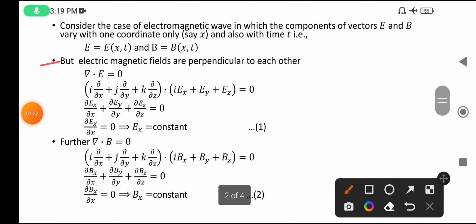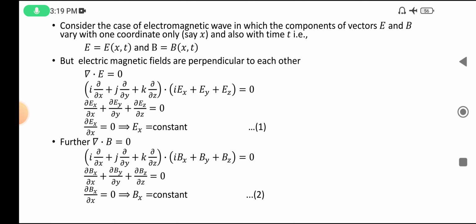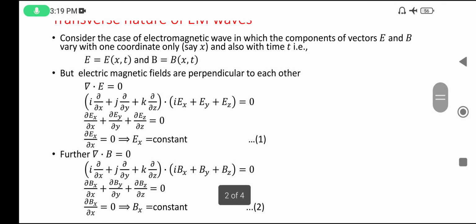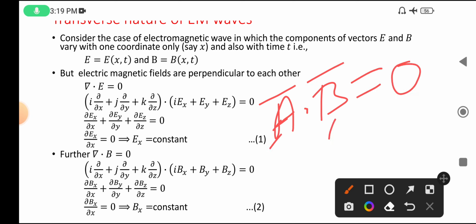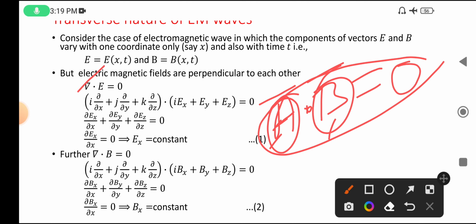Now, the electric and magnetic fields here, please write it, are perpendicular to each other. When the electric field and magnetic field are perpendicular to each other, in vector quantities, the perpendicular formula is this: if A is a vector and B is also a vector, and these two are perpendicular to each other, then their dot product must be 0. Here also the dot product is taken as 0.